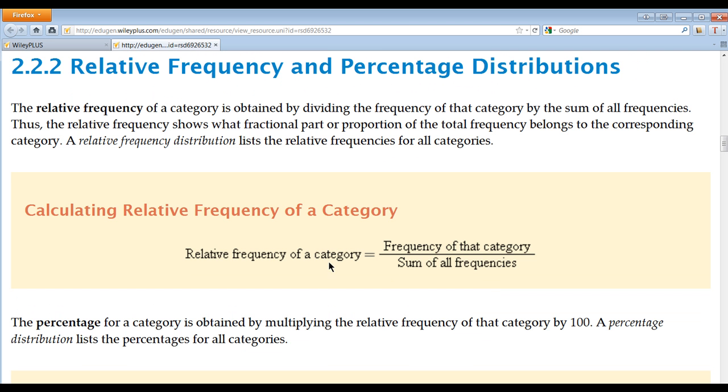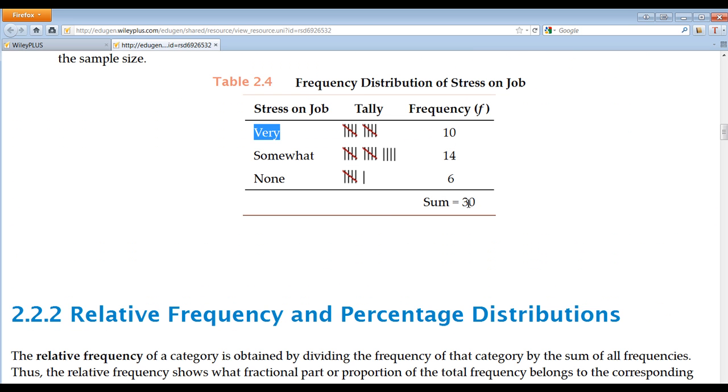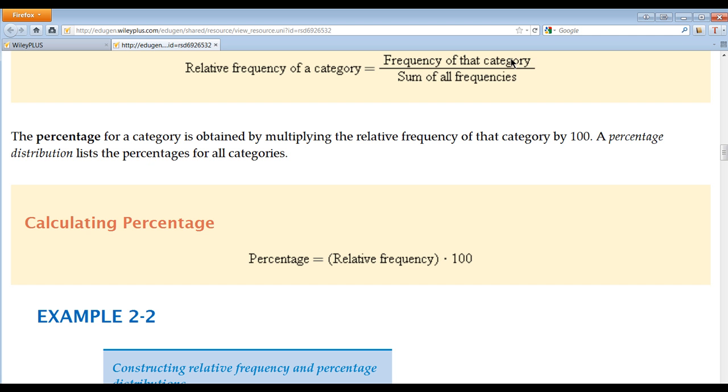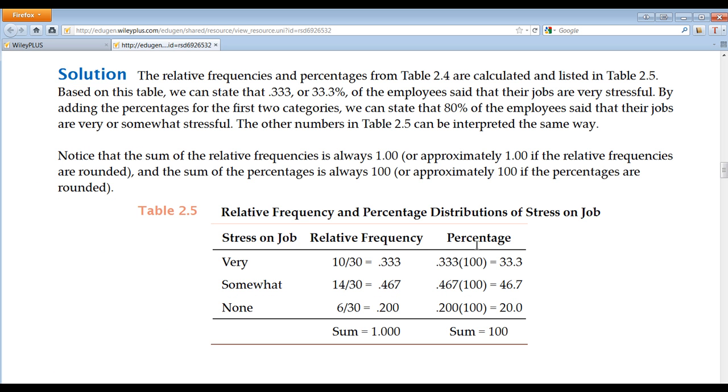And the relative frequency of a category is just, you take the 10 over the 30. 10 out of the 30 were very, 14 out of the 30 were somewhat, and 6 out of the 30 were none. So you take the frequency of that category divided by the sum of all the frequencies, and you get 0.33, because it's 10 out of 30, 14 out of 30, and 6 out of 30. Of course, it sums up to 1. And then if you change it into percent, it should sum up to 100.